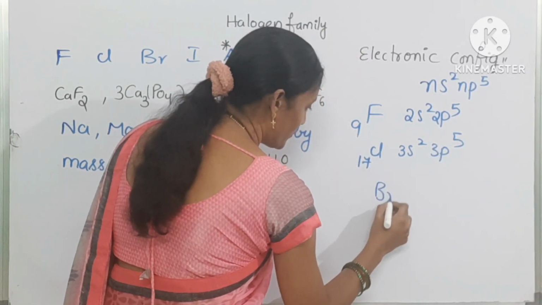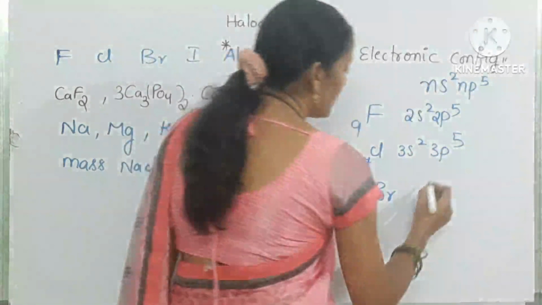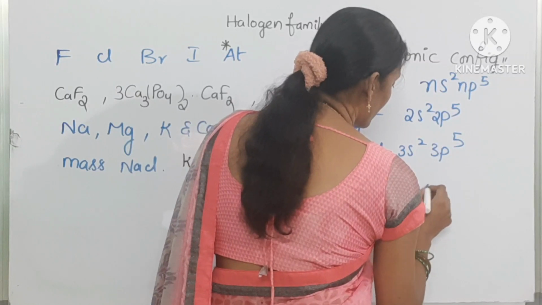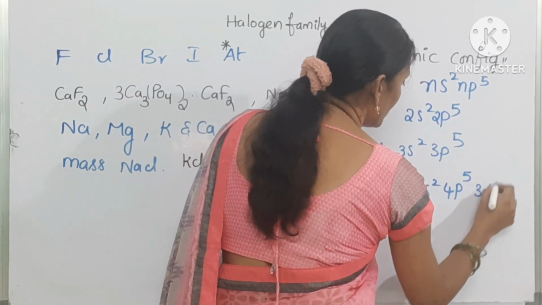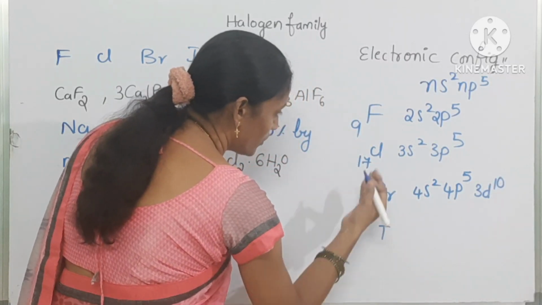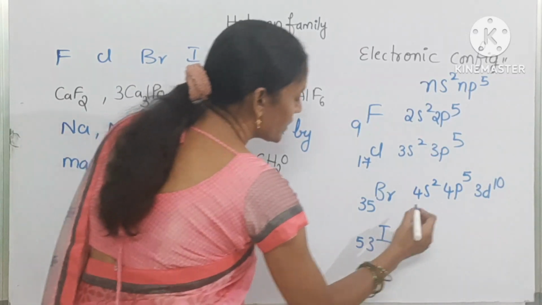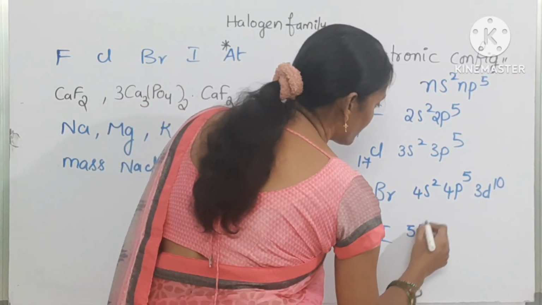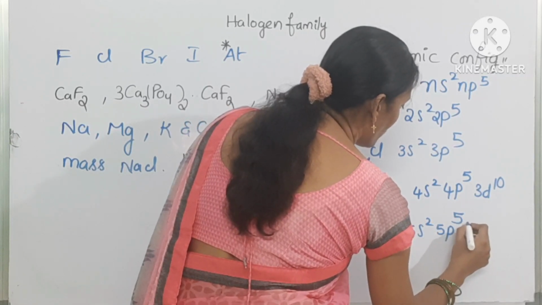Fluorine. Next, bromine is 35. Its outer shell electronic configuration is 4s2 4p5 and 3d10. Next, iodine: if you see fluorine, bromine, iodine, its atomic number is 53. Its electronic configuration is 5s2 5p5 and 4d10.